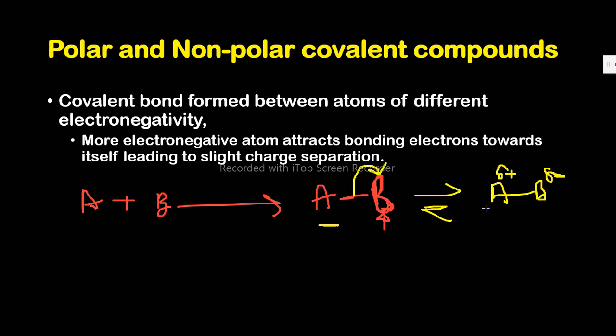And so you form a polar covalent bond. Why polar? Because the bond is polarized, and this has a big impact on the overall chemistry of this molecule. It has a big impact on the overall chemistry of this compound.